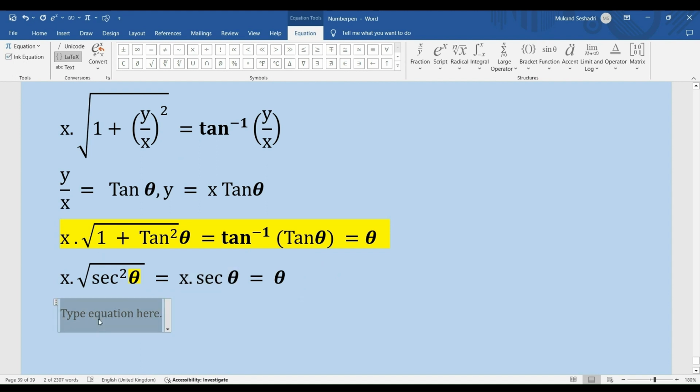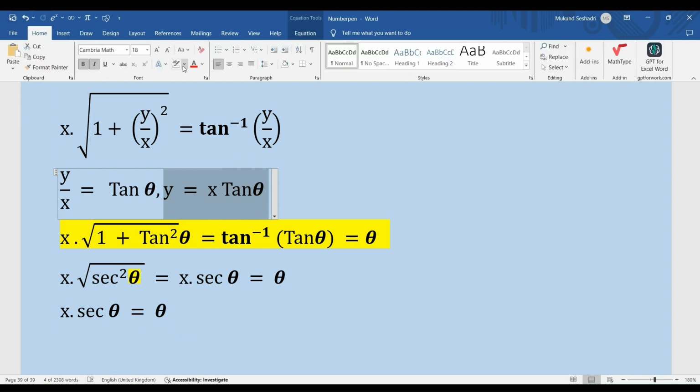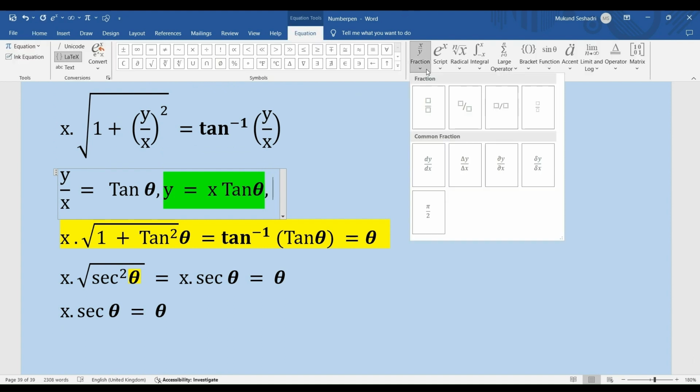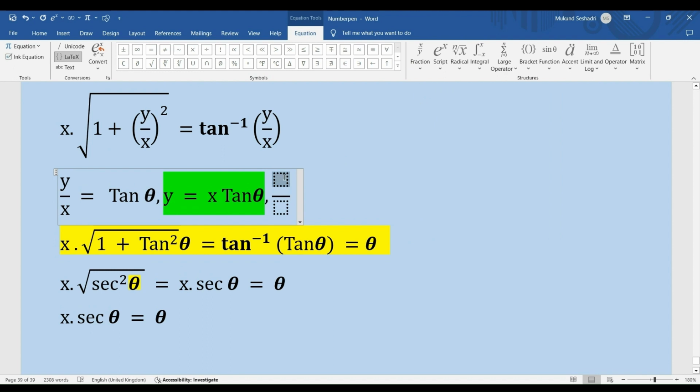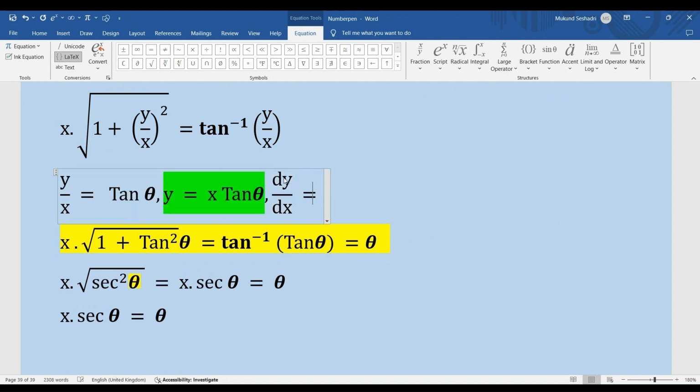X times secant theta equals theta means, to find dy by dx, right? I have my substitution here, y equals x times tan theta, right? So let's highlight it in green. And with this, I apply my product rule to arrive at dy by dx, right? And what is my dy by dx? I have my first function x as it is. My tan theta becomes a secant square theta.